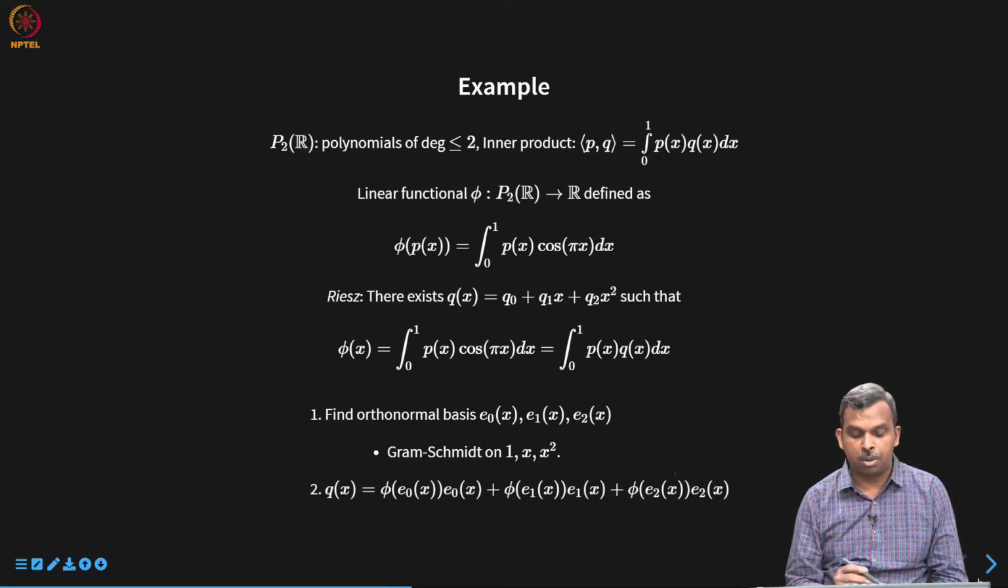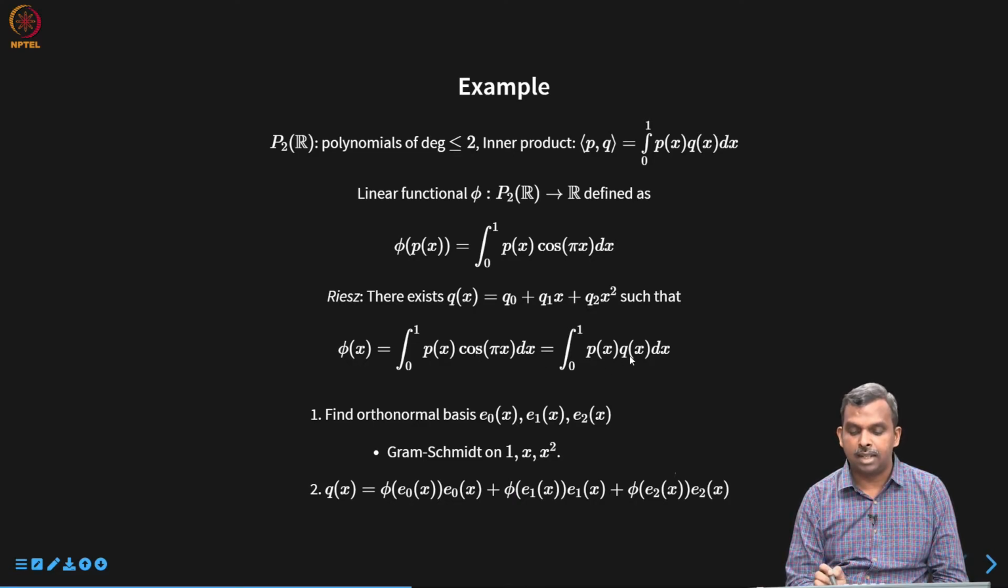Once you find an orthonormal basis, q of x is simply, just from the proof before, phi applied on the orthonormal basis. That will involve an integration with x cos x, x squared cos x like that, and then e0 itself. You evaluate this polynomial, and you will get q. So this is the basic idea. I am not doing it in great detail. Your book has the details here if you want to see it.